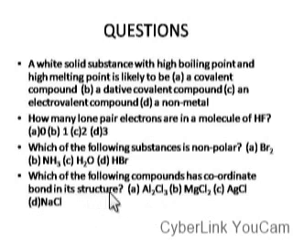Next question. Which of the following compounds has a coordinate bond in its structure? If you look at aluminum chloride, even though it is made up of a metal and a non-metal, it is made up of coordinate covalent bonds. Magnesium chloride is significantly electrovalent. Silver chloride is significantly electrovalent, while sodium chloride is highly electrovalent as well. So it is aluminum chloride here.